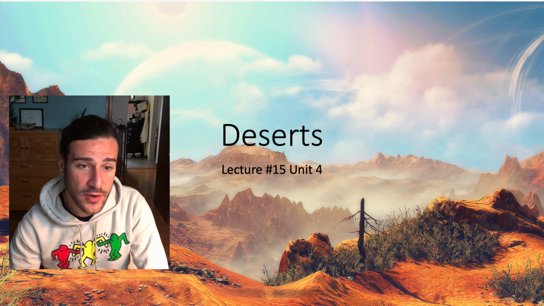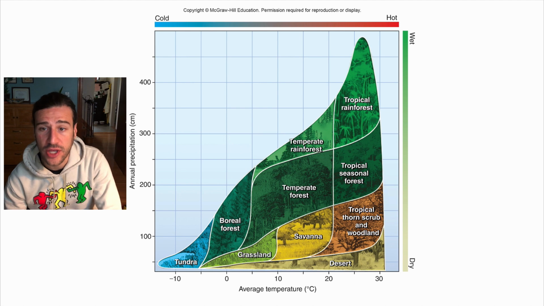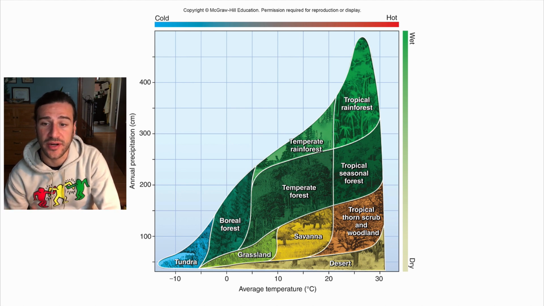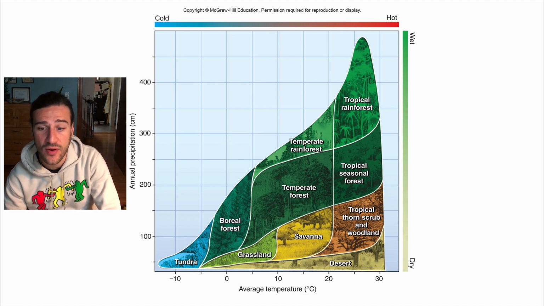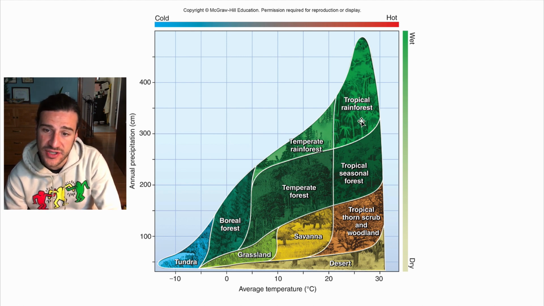Now, as we progress through Unit 4, you should be very familiar with this graph, even just 3 lectures in. We looked at tropical rainforests in the first lecture of Unit 4. Then in the second lecture of Unit 4, we looked at tundra and boreal forests. So we got 2 in 1. Today we are focusing on these desert landscapes.